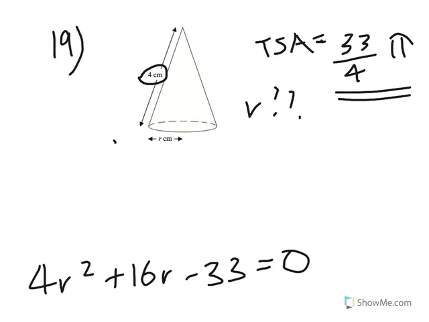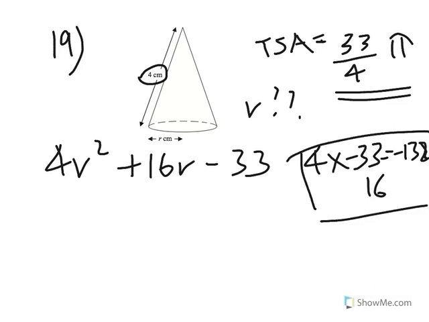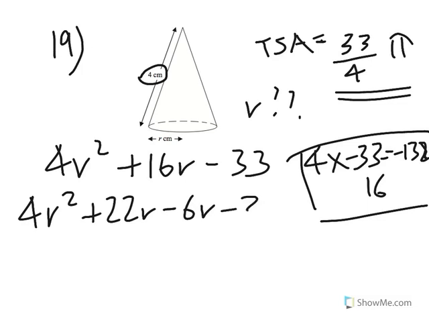So to factorize it, we have to think of two numbers that multiply to give you 4 times negative 33, which is negative 132, and add to give you positive 16. And if you just think hard, those two numbers are actually plus 22 and negative 6, right? So what you have to do is, like we did earlier, split them into 22r minus 6r minus 33, and then factorize them separately.